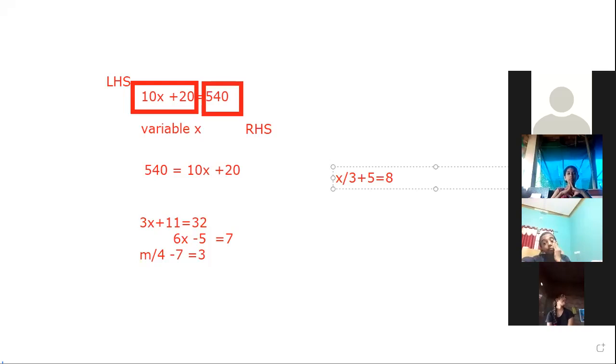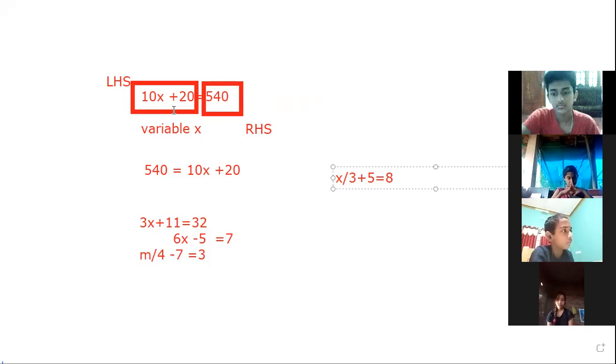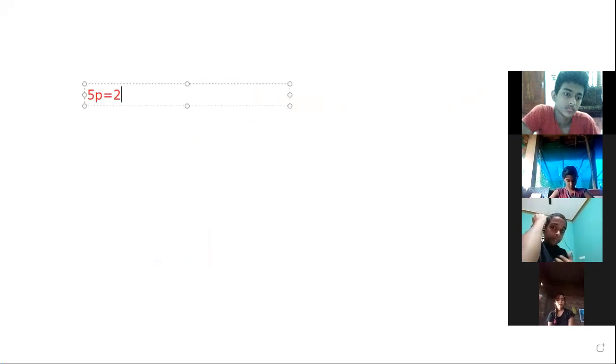Okay. After that, you can see there is an example 2 given for you. Convert the following equations into statement form. Here we have converted some statements into equations. Now we have to convert the equations into statements. What's the first statement? 5p is equal to 20. Here p is the variable.